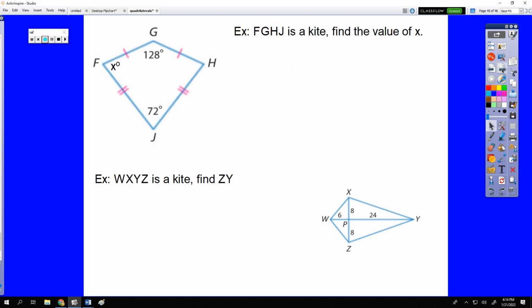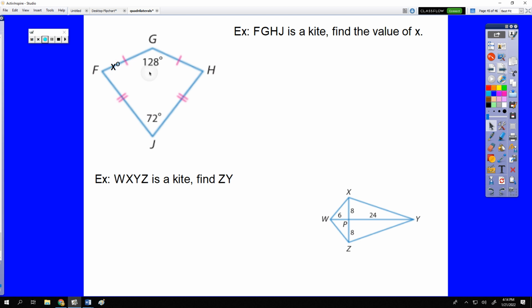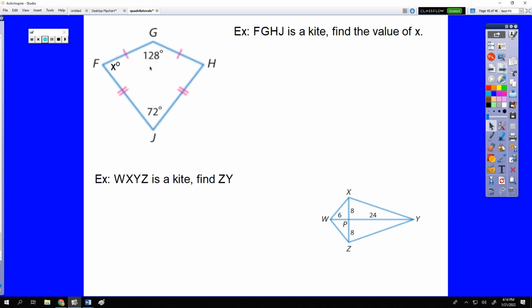The second problem says FGHJ is a kite. Find the value of x. So in this picture, you'll notice there are no diagonals. But if we drew the diagonals in, FH would be the short diagonal. And we said that the angles at each end of the short diagonal must be congruent. So angle F and angle H have to be congruent, which means that angle H is also x degrees.